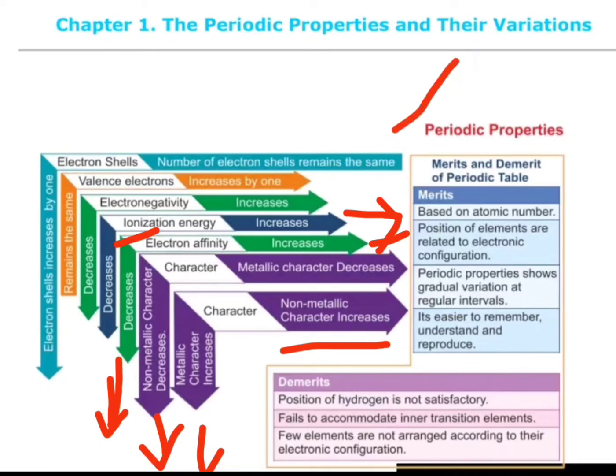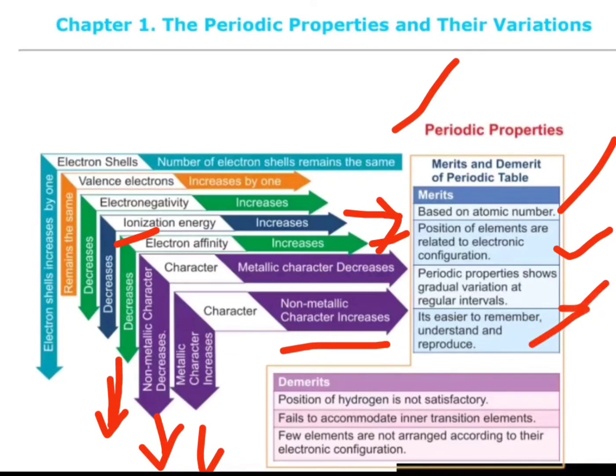We have discussed the periodic table. You can watch my other explanatory videos on it. We have some merits and demerits of the periodic table. The merits are that the modern periodic table is based on atomic number, which is the main point. Positions of elements are related to the electronic configuration, because all chemical properties depend on the electronic configuration. Periodic properties show gradual variation at regular intervals. It is easier to remember, understand and reproduce.